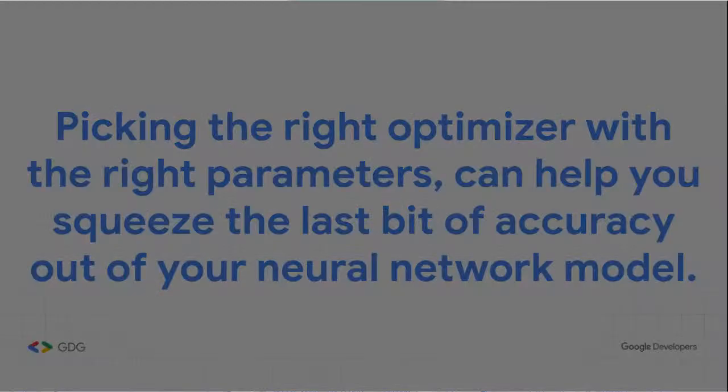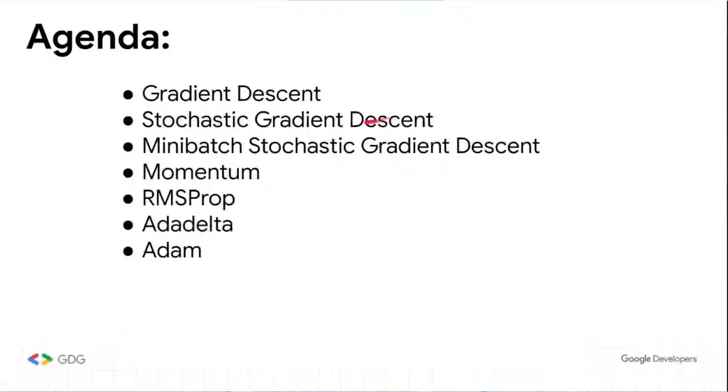So here is what you expect to see in this session. Here is the agenda. We're going to talk about the most common optimizers. As I said, we will see gradient descent, stochastic gradient descent, mini-batch stochastic gradient descent, momentum, root mean square propagation, Adadelta and Adagrad.